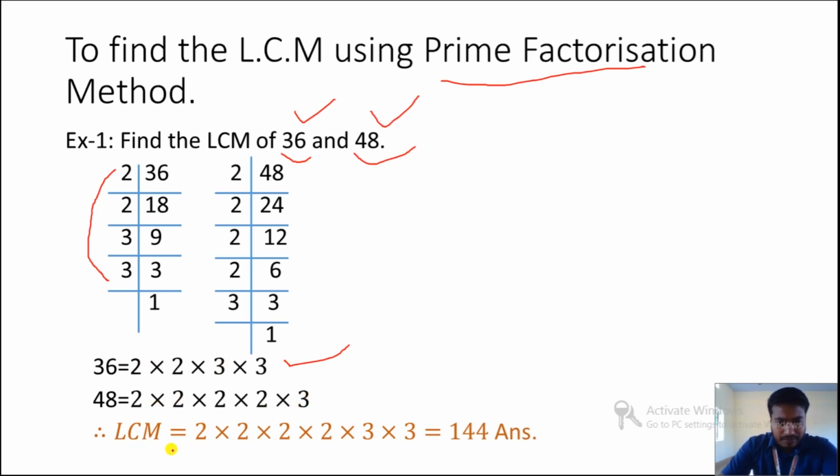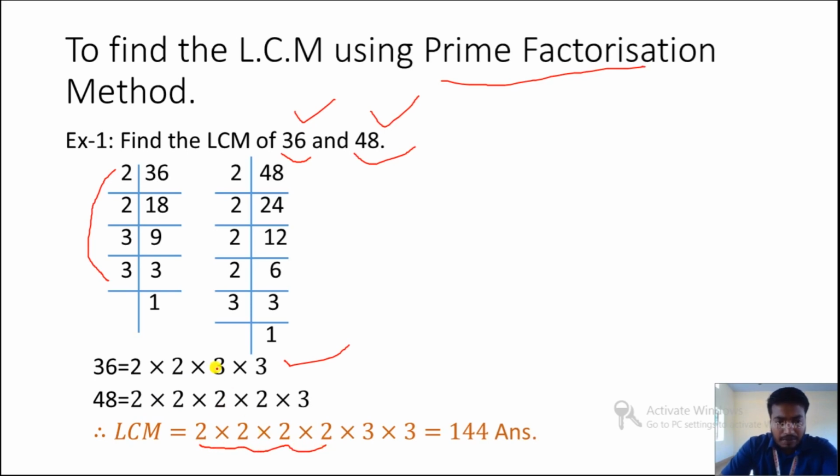Now for the LCM, you need to take the maximum number of occurrences of whichever numbers are there, like 2. You have to see the maximum number of 2s. Here, if you see 1, 2, only 2 times is there. And here, if you see 1, 2, 3, 4, 4 times is there. So you need to take 4 times. Here you can see 1, 2, 3 and 4. So the maximum number of occurrences you need to take.